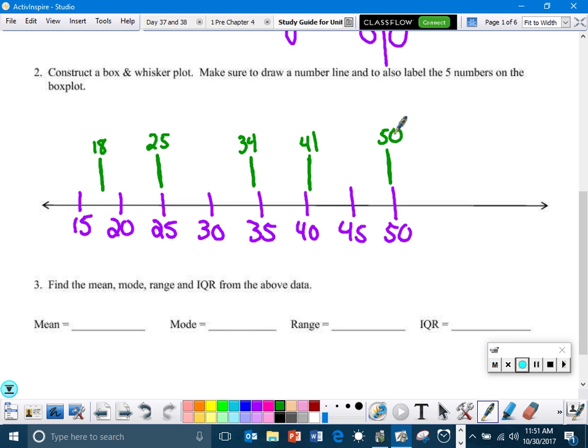All right, so remember it begins with a whisker and it ends with a whisker. And then the middle, there is your box. All right, there is your box and whisker plot.